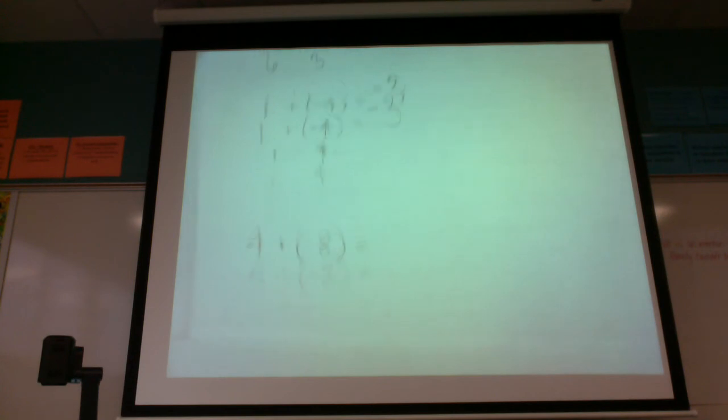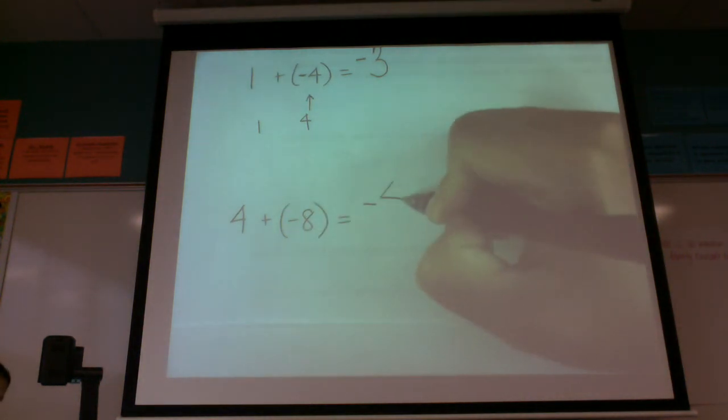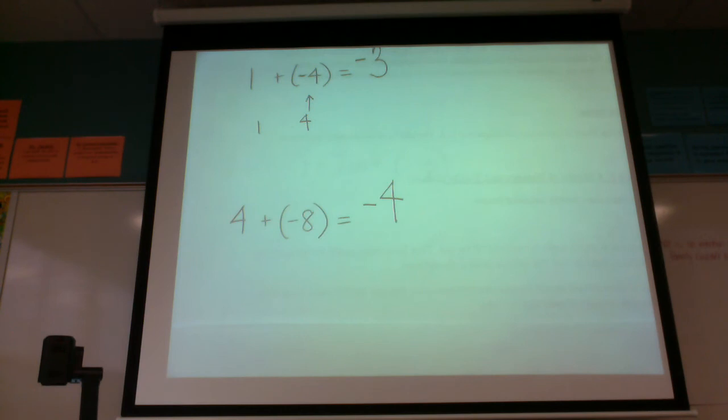Let's do a couple more of these. 4 plus negative 8. If we're thinking about going to war, who's going to win in this one? That negative number is going to win. So 4 degrees out, the temperature drops 8 degrees. It's going to be negative 4 degrees.